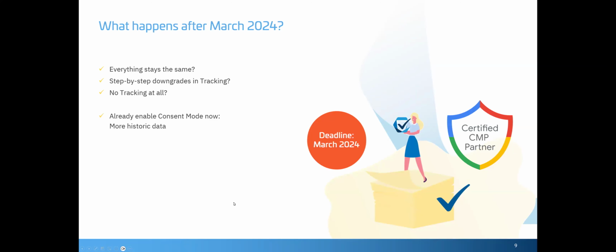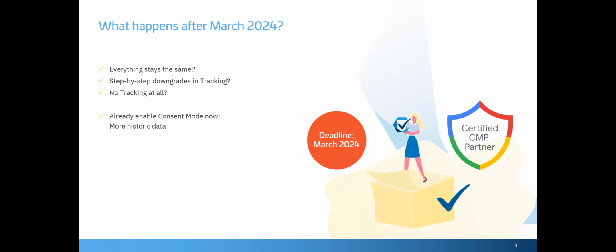Then what happens after March 24? So as said, the DMA comes into force on the 6th or 7th of March. It is not yet clear what exactly will happen. Google highlights that you should enable the consent mode already now before March, so that you don't lose any historic data. It is not 100% clear what will happen on the 7th or 8th of March.